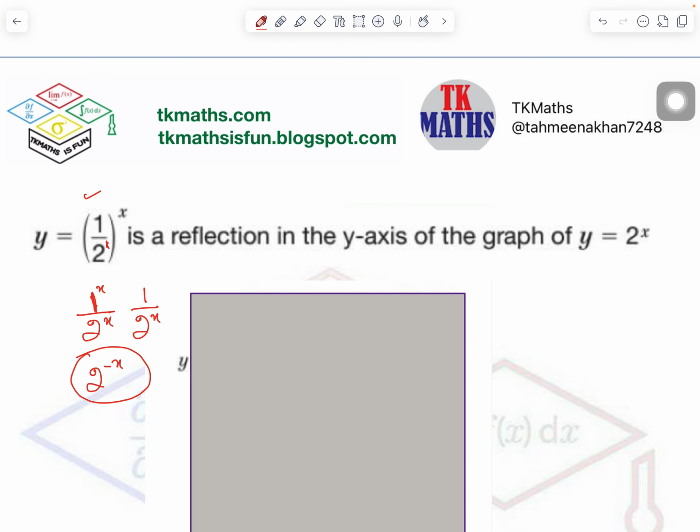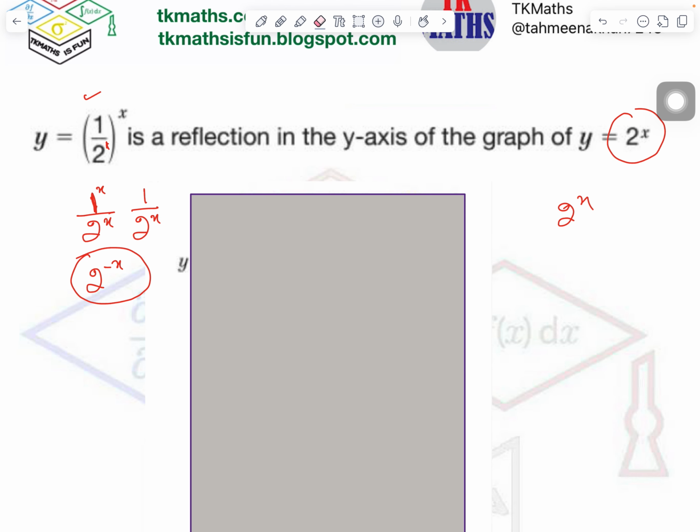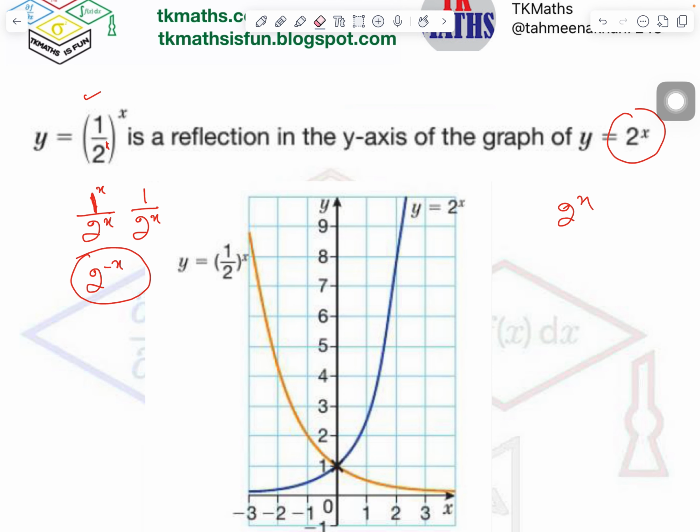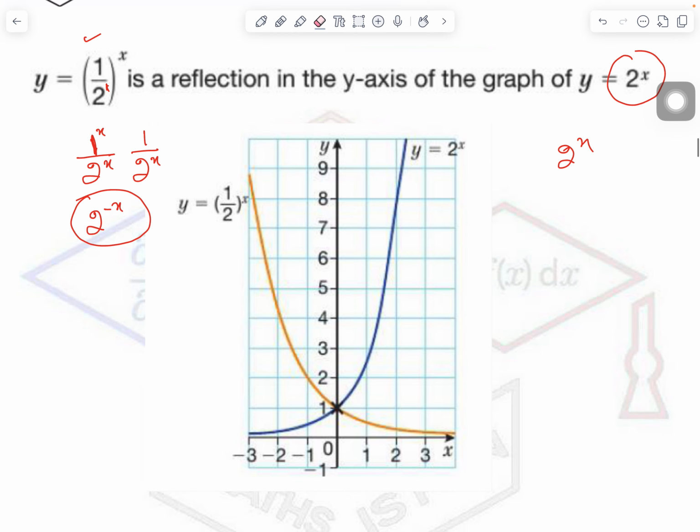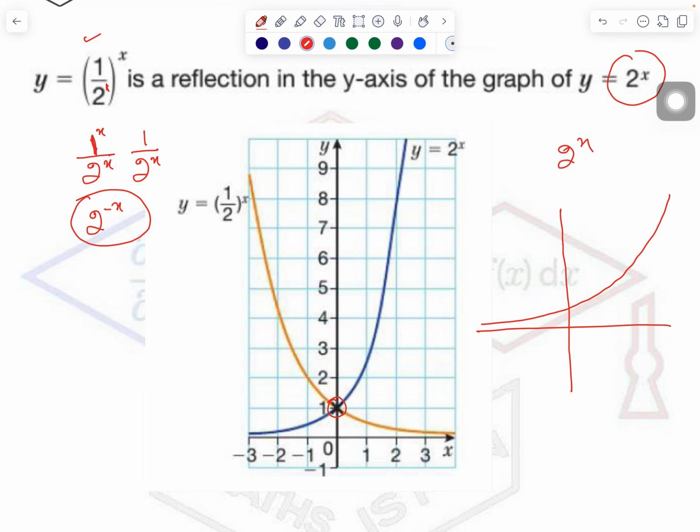So if I have to sketch this and I have to sketch this, what is the difference? Can you imagine? If you can make a picture in your mind, it will be something like this. And they both are meeting at y equals this. So whenever we have x positive, the power positive, the shape of the graph is from here. But when you have negative power, minus x, you will have graph from here.